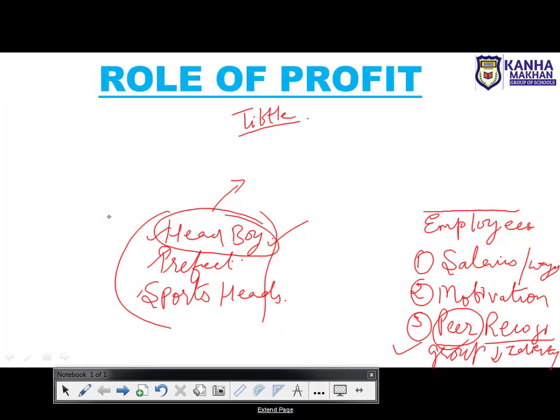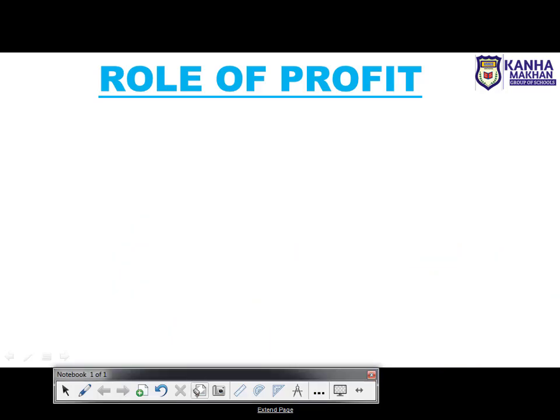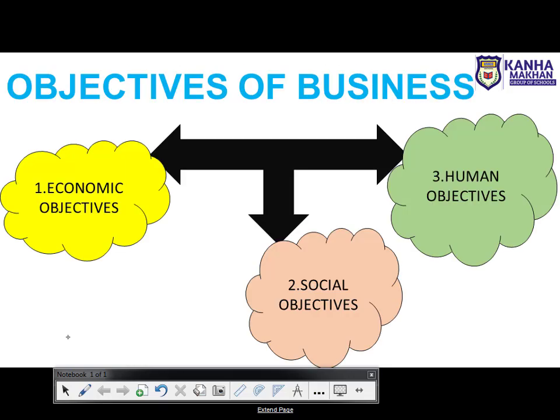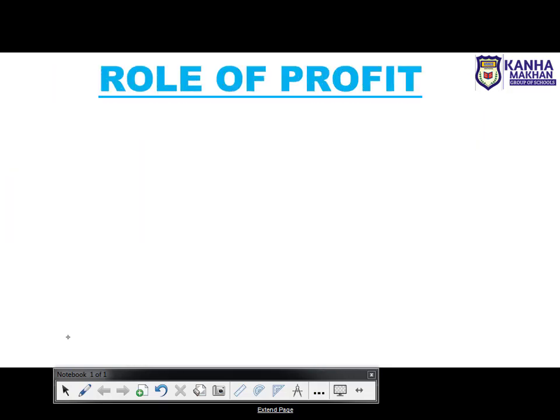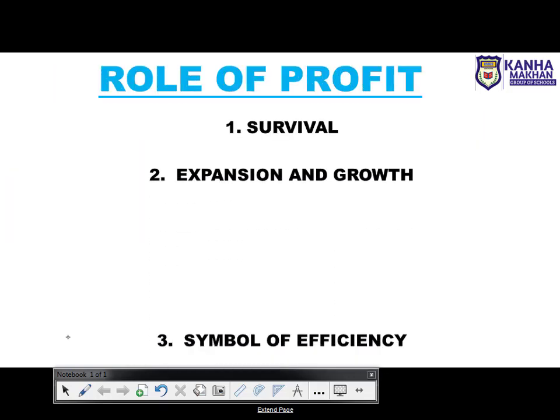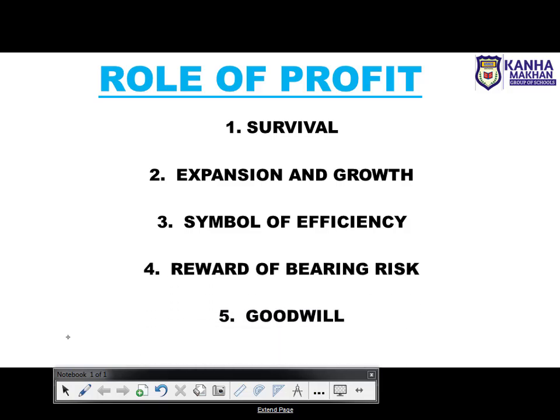ठीक है, okay, so let's move on with the next topic, and the next topic is the role of profit, right? तो इससे पहले हमने क्या पढ़ा था? Objective. Now the next one is role of profit. So yes, the important concept, what is the role of profit? Profit का role actually क्या है? तो अब हम discuss करेंगे. So let's discuss the role of profit.